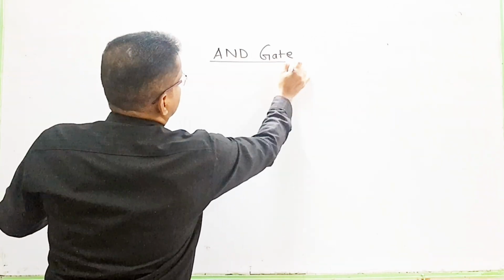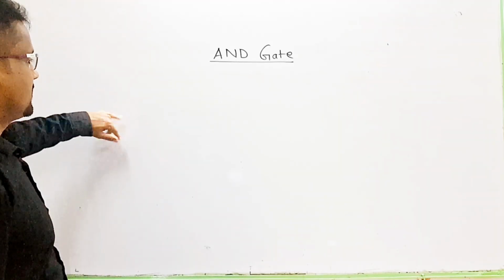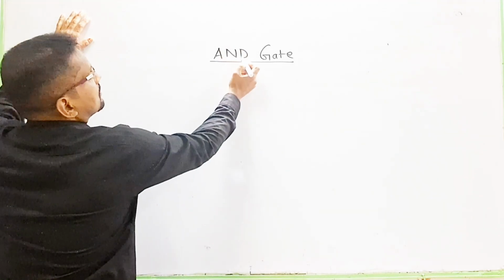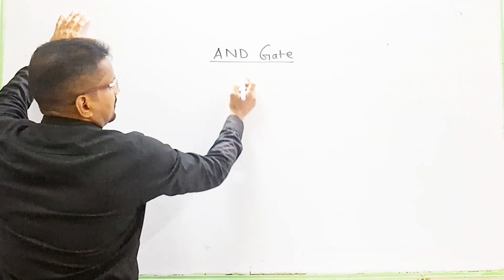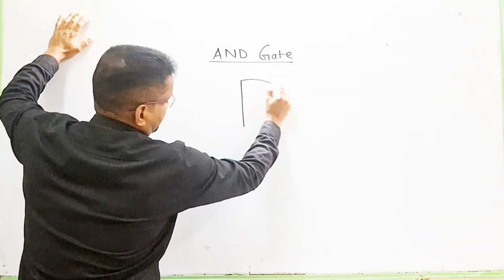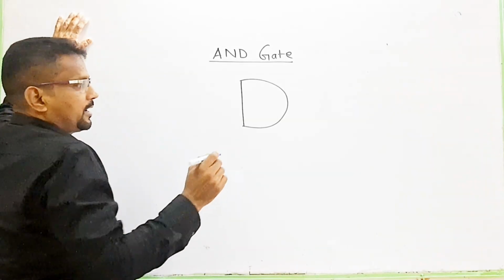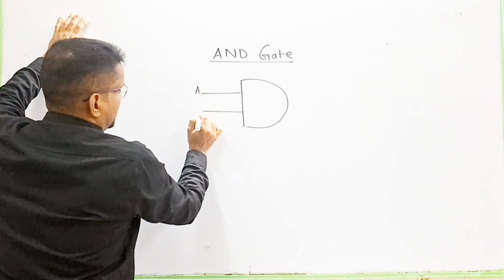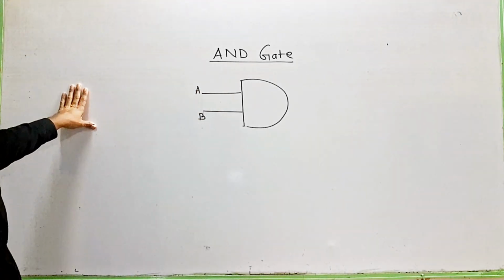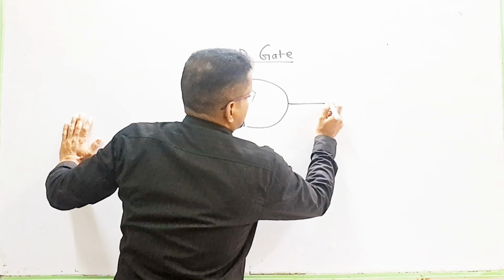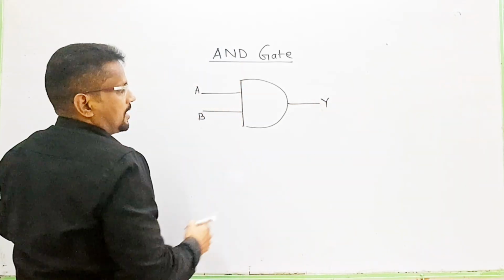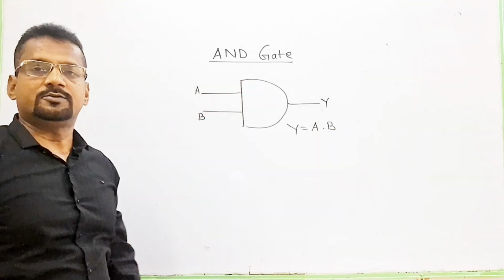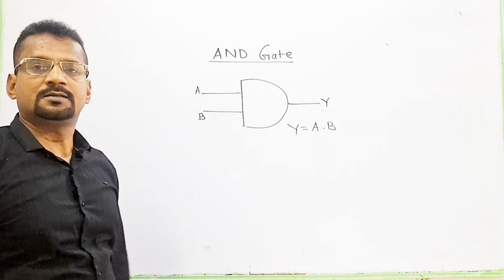In an AND gate, how does the design look? Write a D shape here. There are two inputs, this is A and say this is B. There is only one output, say this is Y, and the output is given by Y equals A AND B, or you can simply say A into B. This is your AND gate.